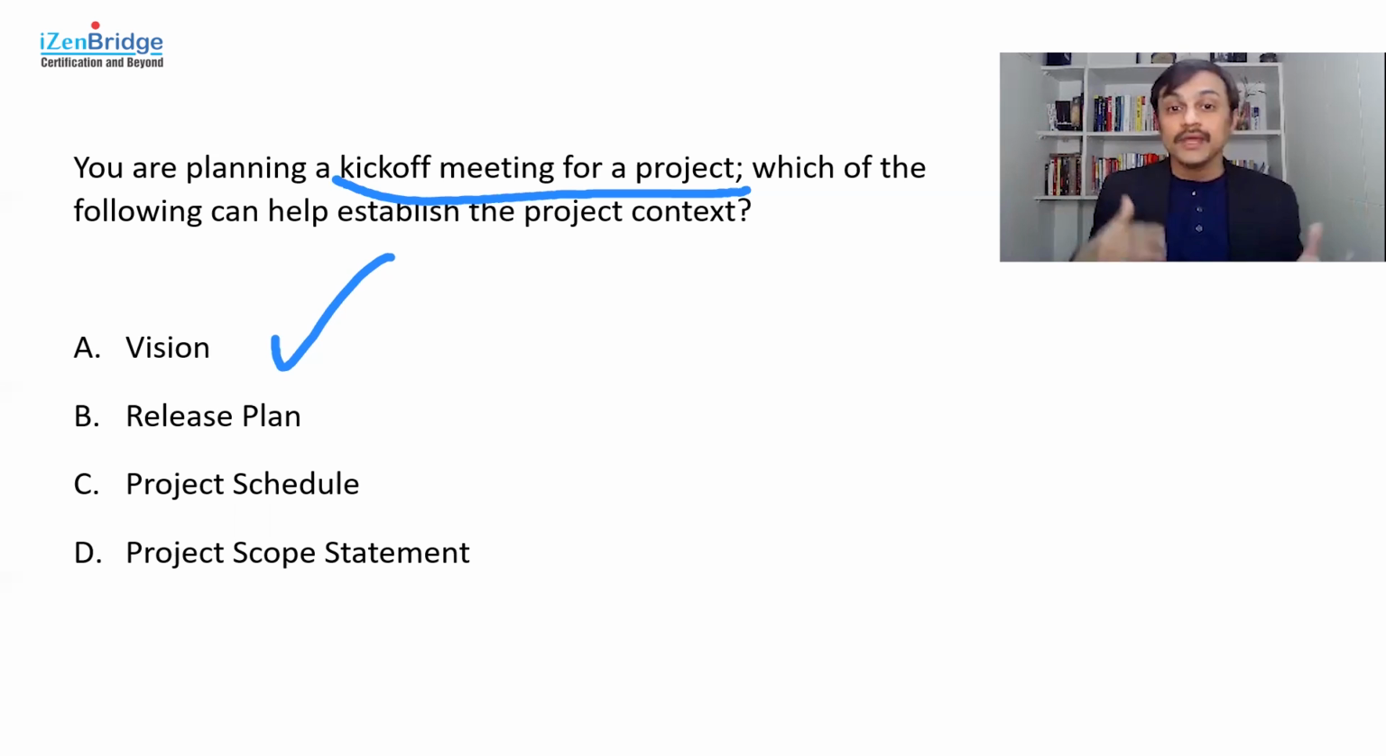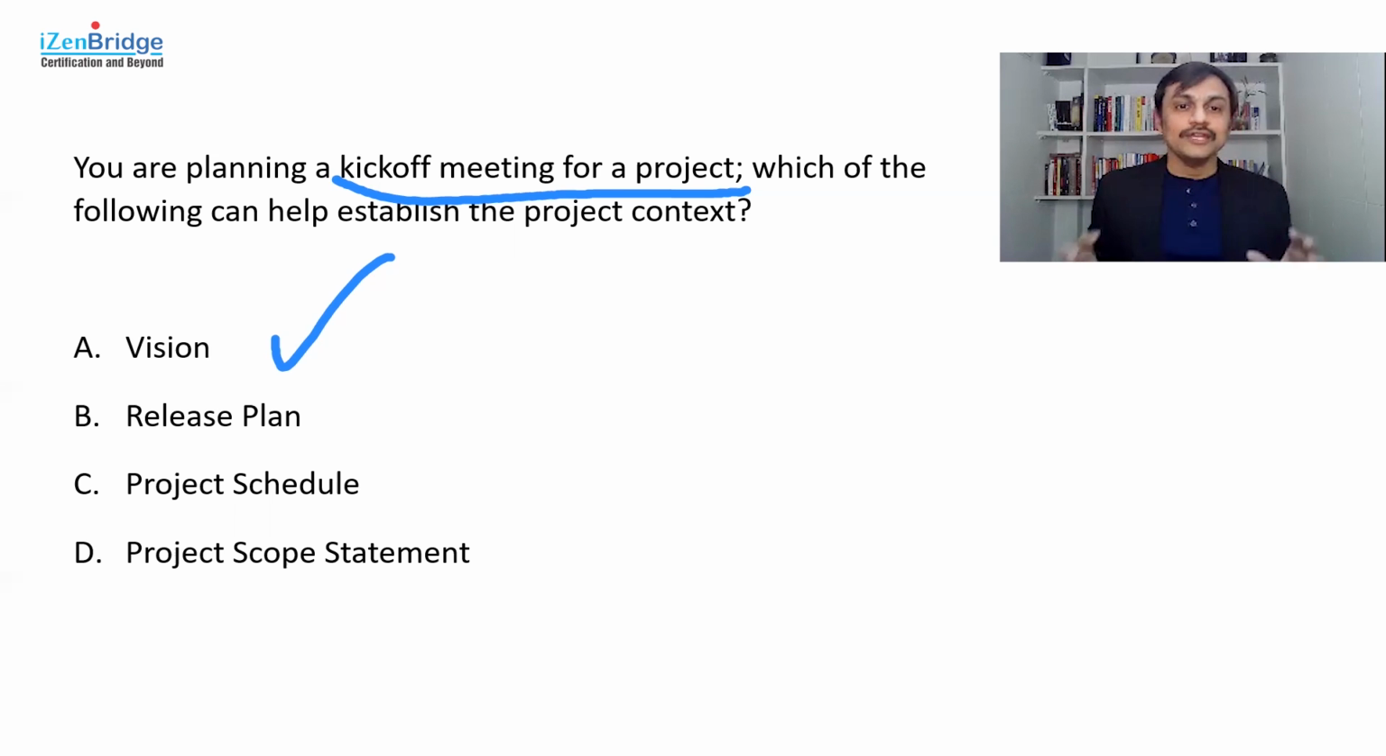And over a period of time, if you are using a predictive lifecycle, you go into a project schedule. If you are using the agile way of working, over a period of time, you populate your product roadmap and your product backlog. And after doing that product backlog refinement, you probably come up with a release plan and the iteration plan.